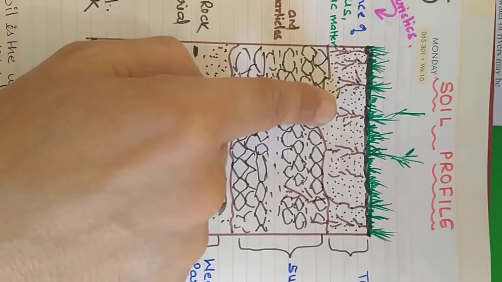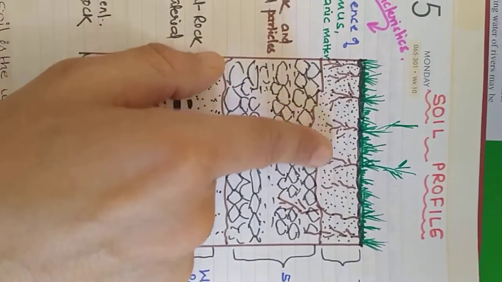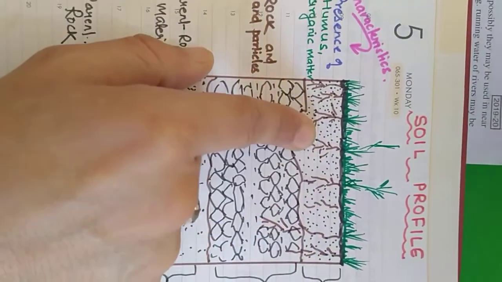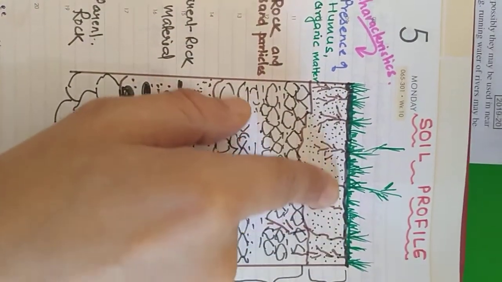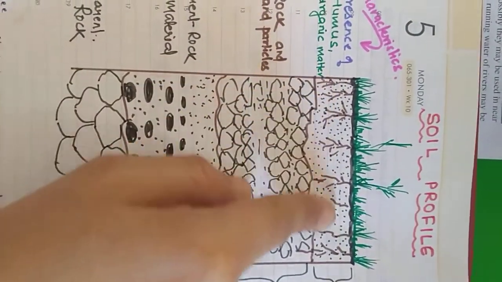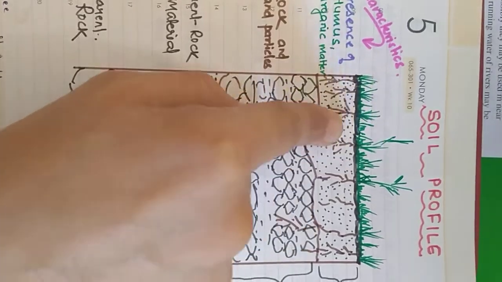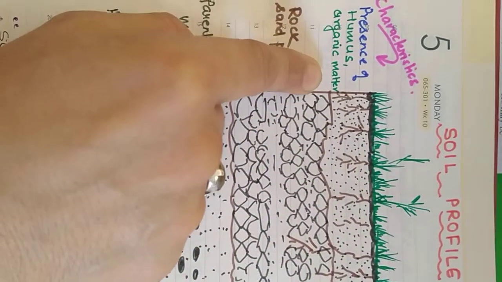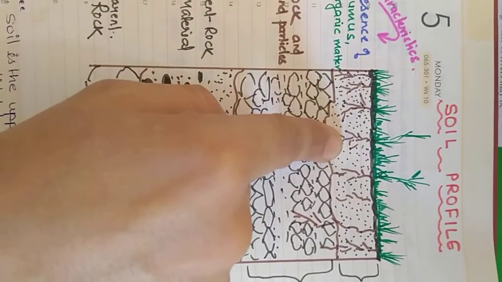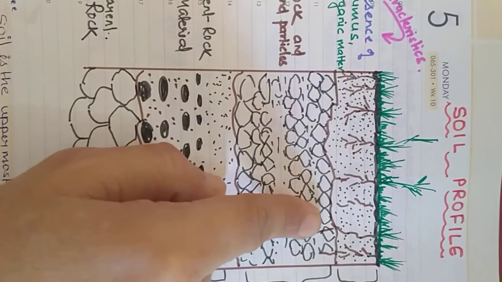But as far as the first layer, that is known as the topsoil, is considered, we can see here there is a presence of humus. That humus is very important for the growth of the plants. The humus, and you can see some of the organic matter. This organic matter helps the plants to grow.